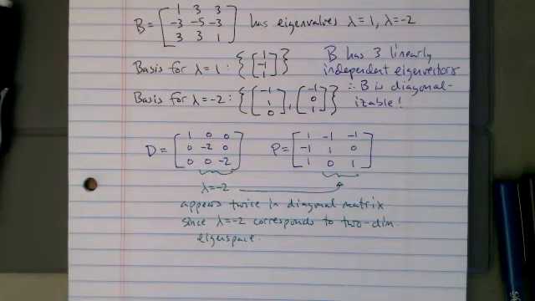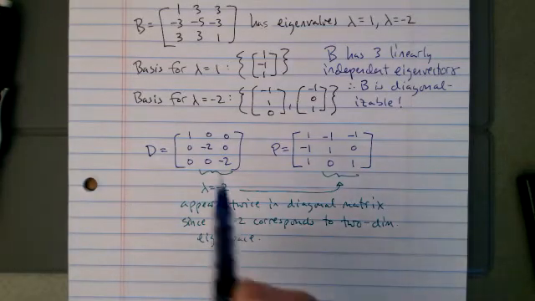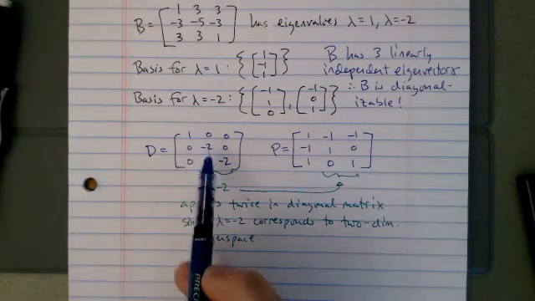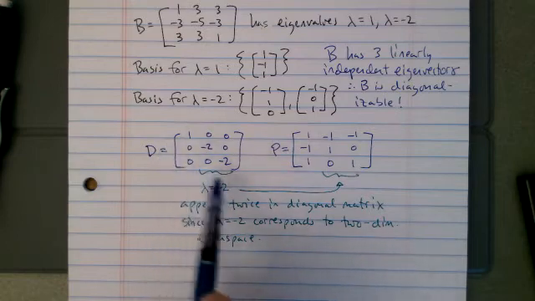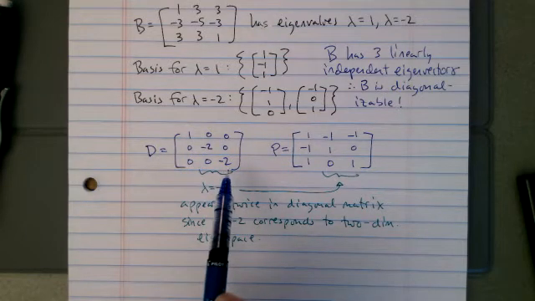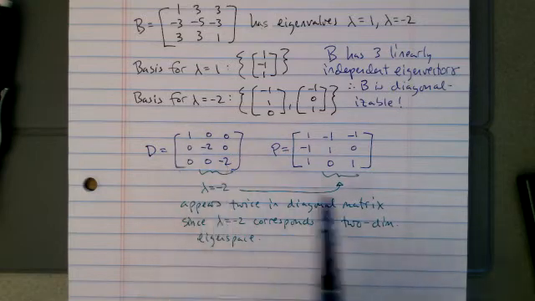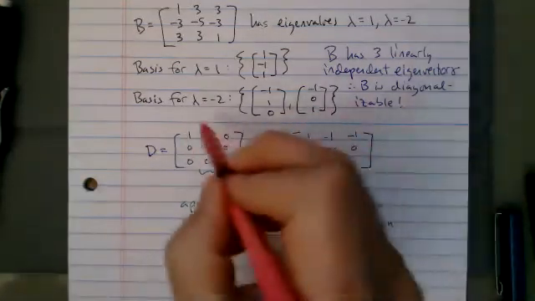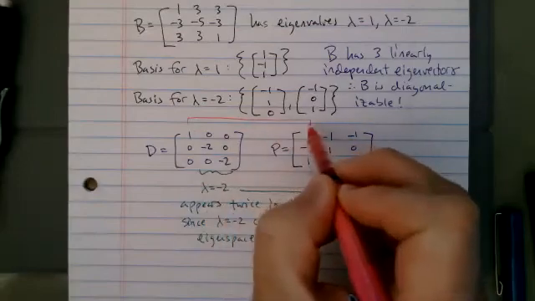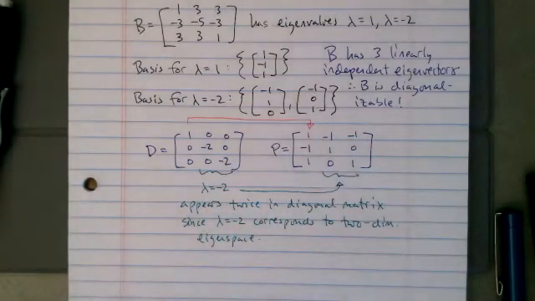Once again, I have 3 different choices for how I could write D. I could write it as 1, -2, -2, or I could write it as -2, 1, -2, or I could write -2, -2, 1. If I start rearranging the entries in D, I would have to start rearranging the columns of P. We just got to make sure that things line up correctly. So this 1, 0, 0 has to correspond to its correct eigenvector. Any questions?